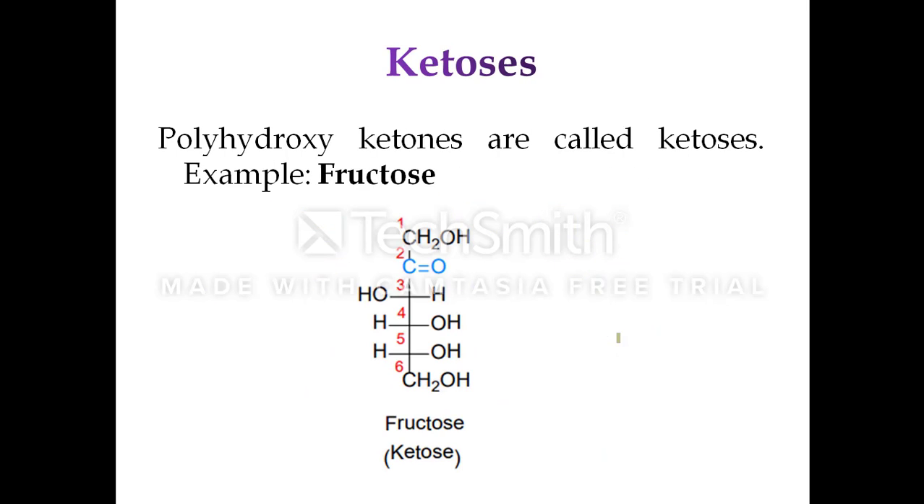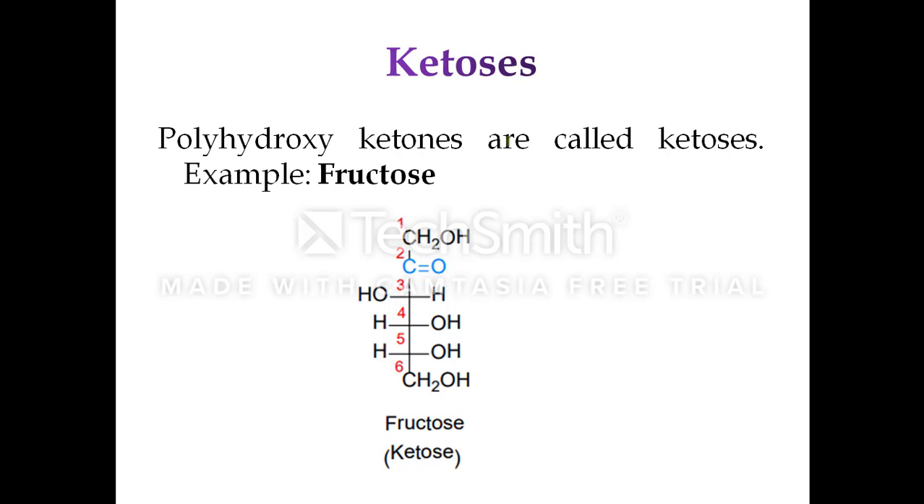Next is, what are ketoses? Monosaccharides are classified into aldoses and ketoses. In the previous slide we saw the aldoses. Now we see about the ketoses. Ketoses are the polyhydroxy ketones. They have the ketone as the functional group.